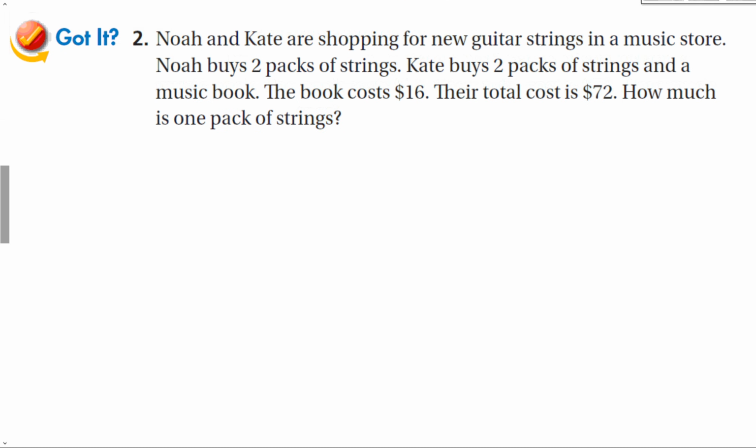Okay? Noah and Kate are shopping for new guitar strings in the music store. Noah buys 2 packs of strings. Kate buys 2 packs of strings and a music book. The book costs $16. Their total is 72. So again, we're looking for my variable. S is going to be the price of the strings.